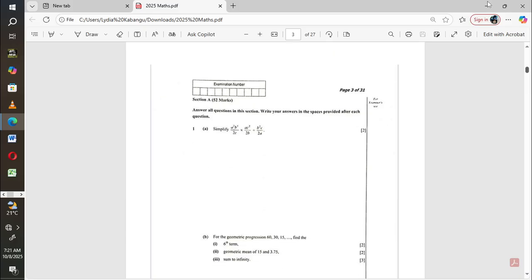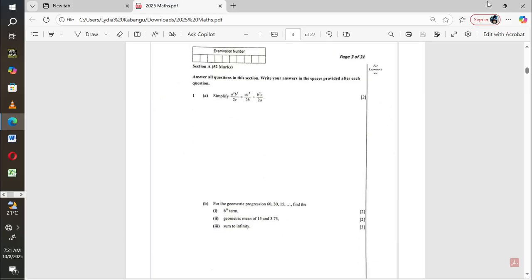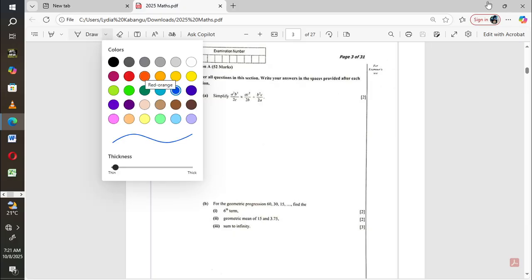Okay, so let's start. The question says, answer all questions in this section. Write your answers in the spaces provided after each question. So here, this is where the examination number is supposed to be written. Then this is the space that we have to use to solve this question here. Okay, so this is section A. In section A, you have to answer all the questions. You don't choose which question to answer, but you answer all the questions.